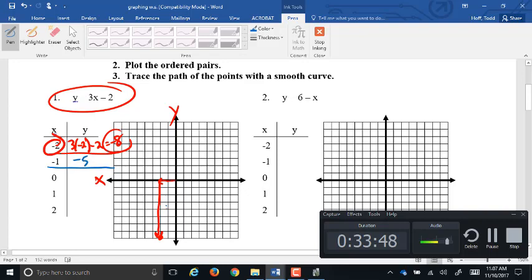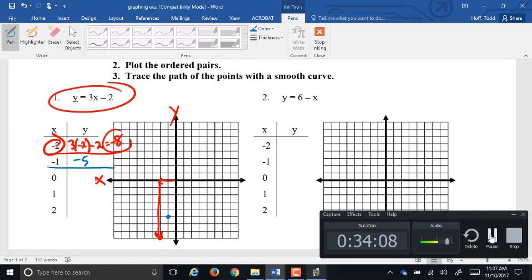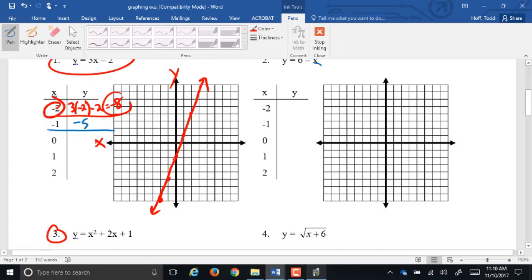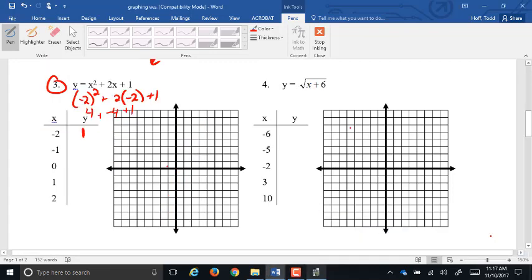Should be -5. So if you did 3 times -1 minus 2. Okay. Okay. Perfect. We'll pause this and we'll let you guys see if you're going on track here. The first one should look like that. Perfect. So just a little bit of a progress check here.